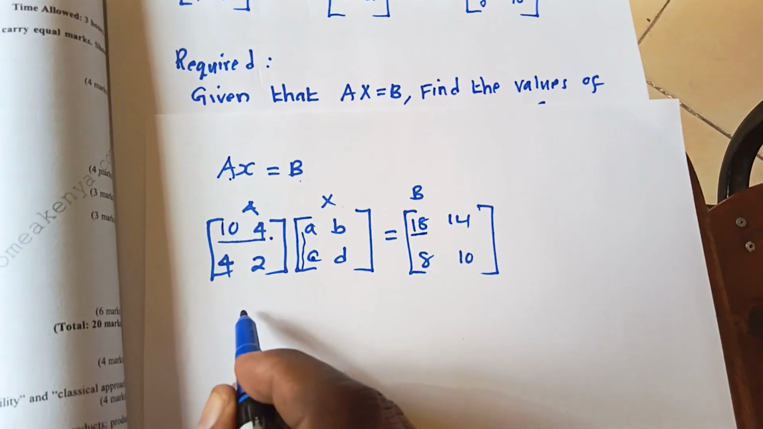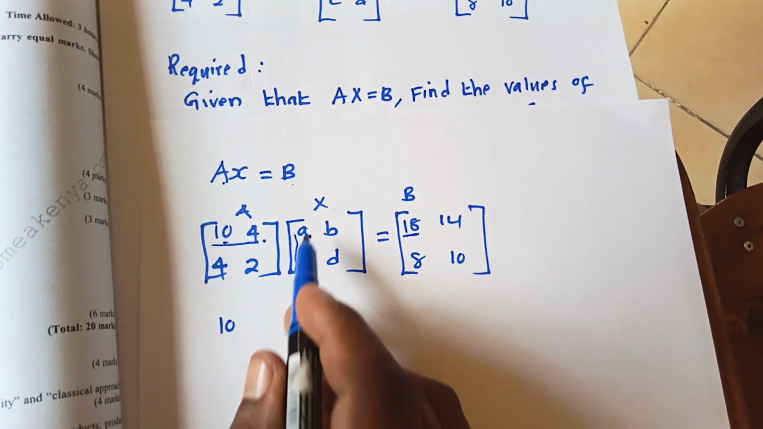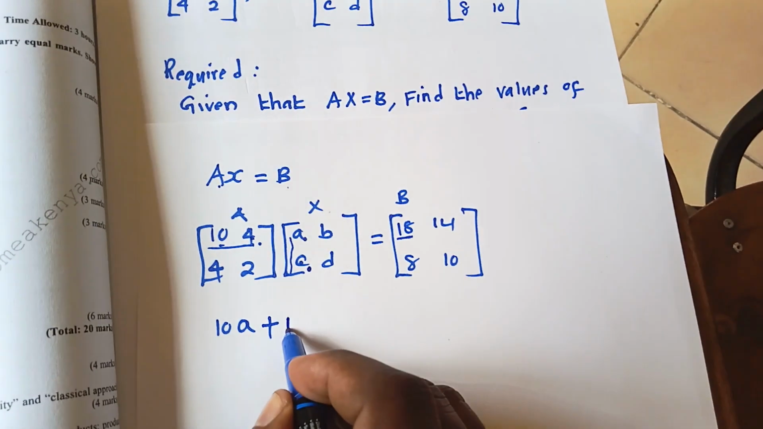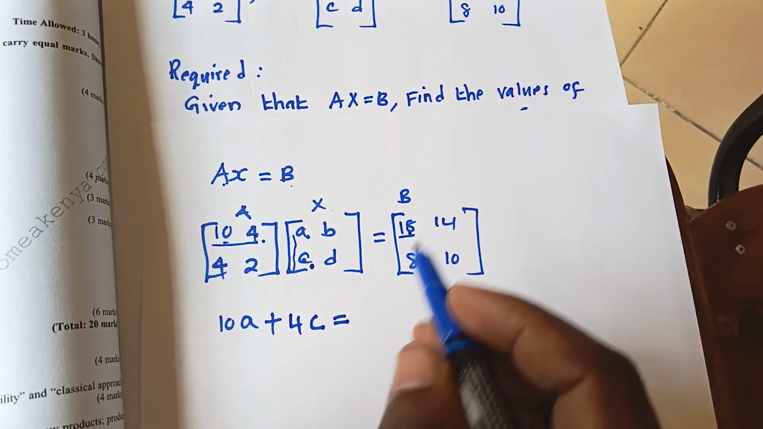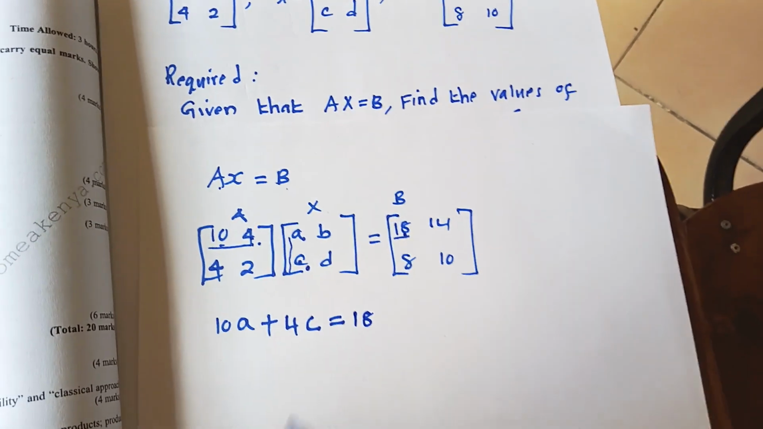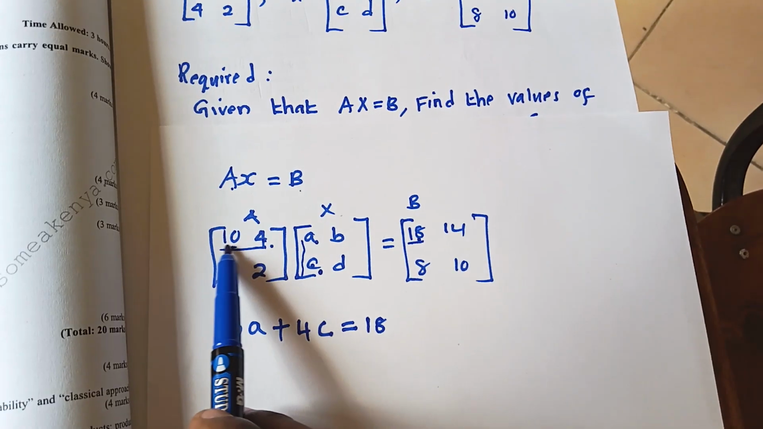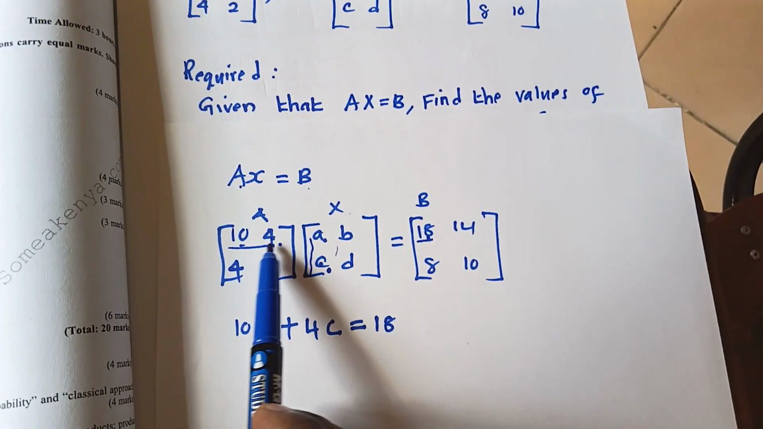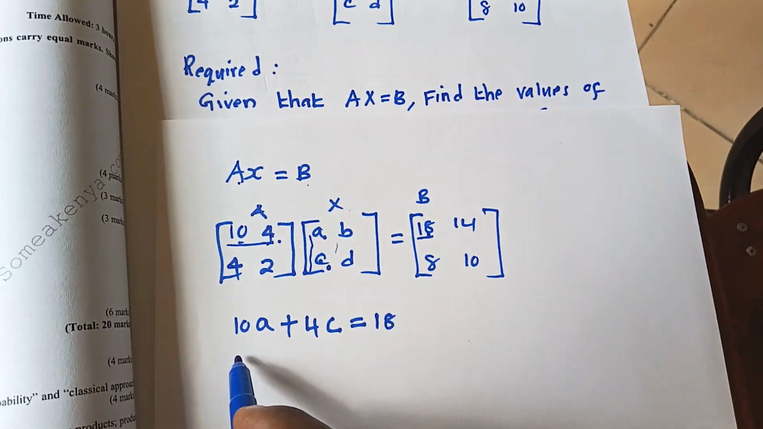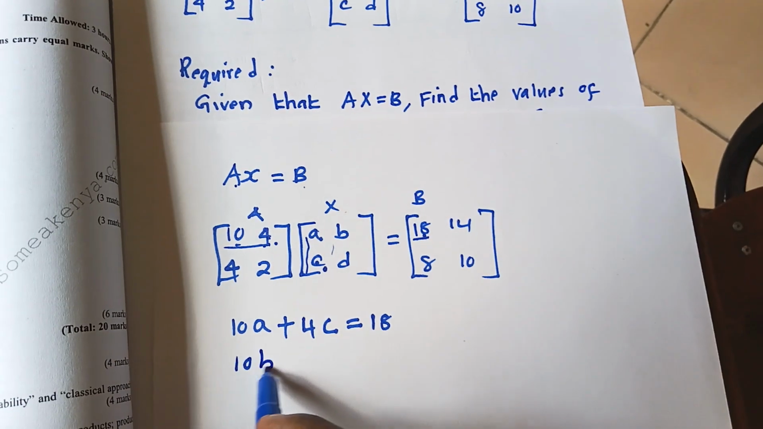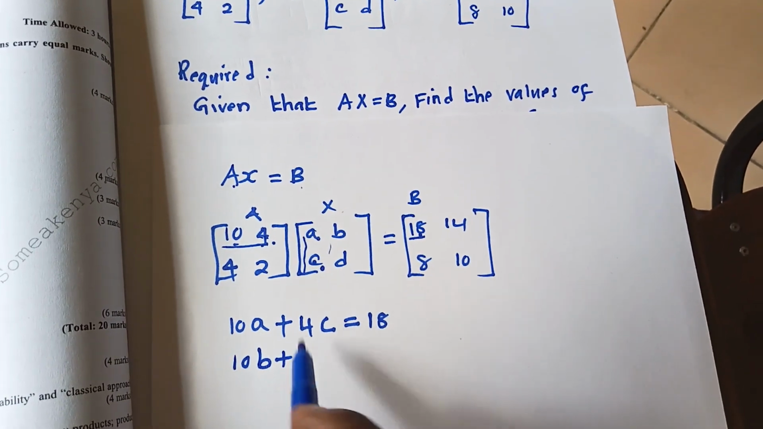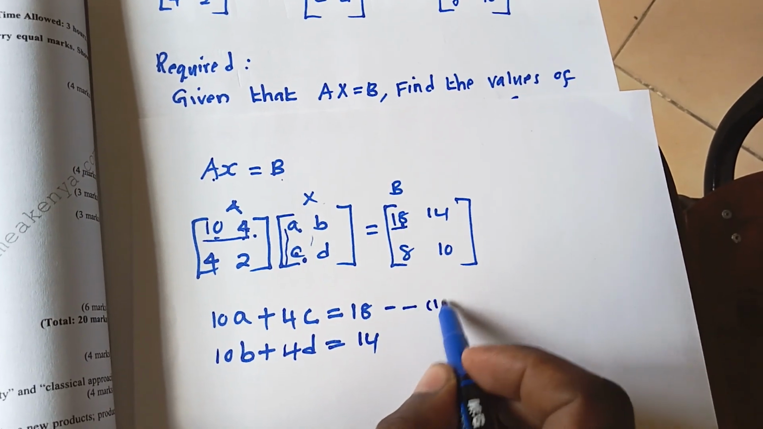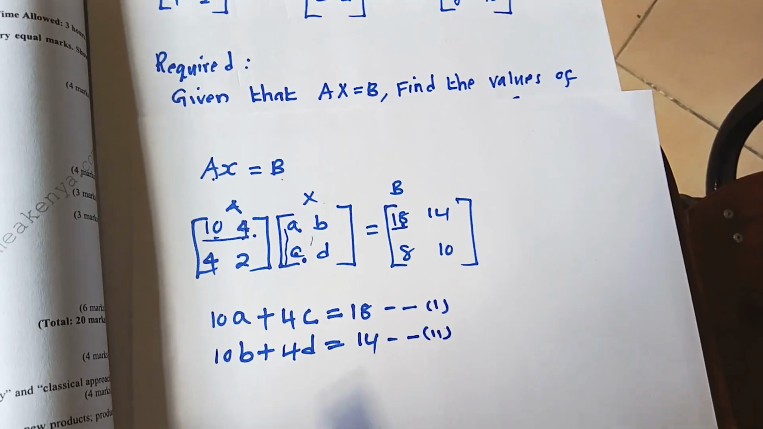So I take 10 multiplied by A, that is 10A, then add 4 times C, that is 4C, and equate it to the first element on the second matrix. We are done with the first row, first column. Now we go to the first row, second column. We have 10B plus 4 times D, that is 4D, and we equate it to 14. So this is equation 1, and this is equation 2.